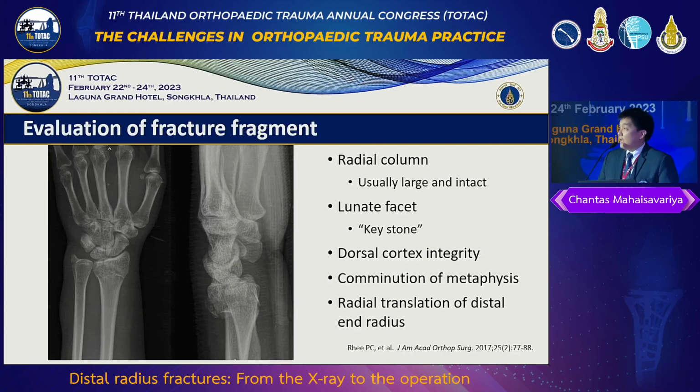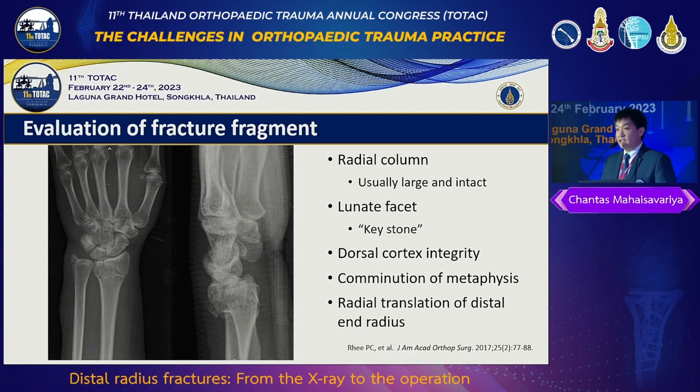To evaluate the fracture fragments, first I would like to see the radial column, which is usually large and intact, the radial styloid. Another column is the lunate facet, which is a keystone, because this one acts like a load transmission from the middle finger to the metacarpal bones, to the capitate, lunate, and then to the wrist. So this one is very important.